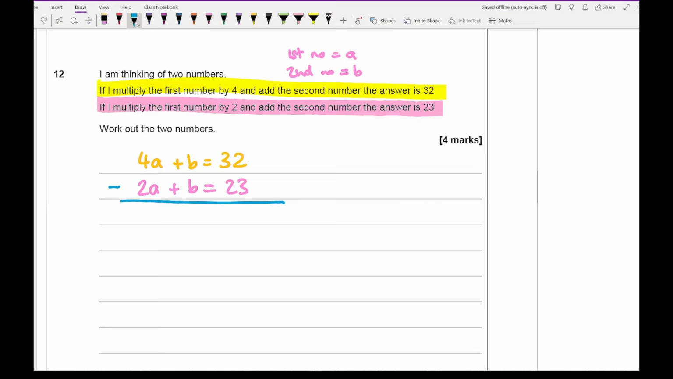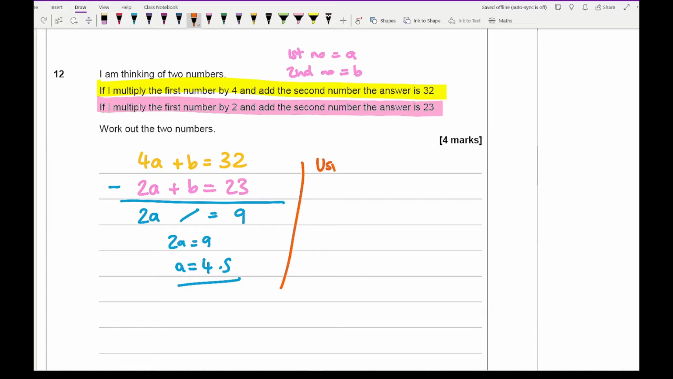So looking at this, we've got 4A take away 2A, which is 2A, B take away B, which is nothing, and 32 take away 23, which leaves me with an answer of 9. So then 2A equals 9, so therefore A must equal 4.5. So then all that's left for me to do is now work out what B is.